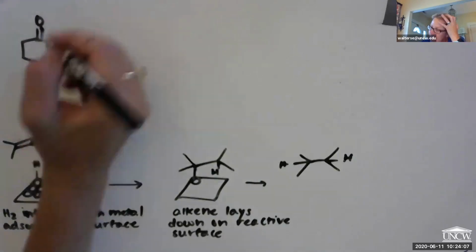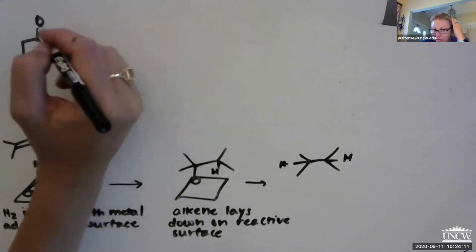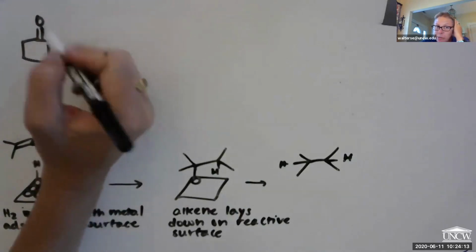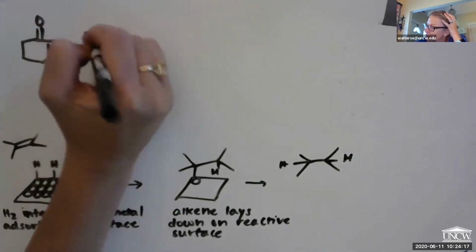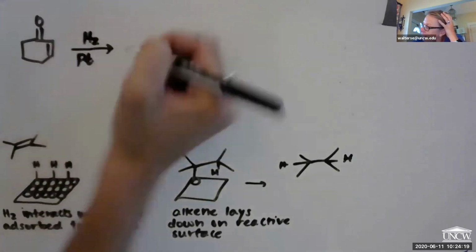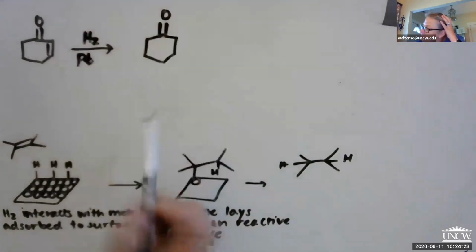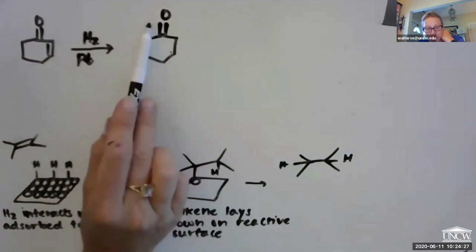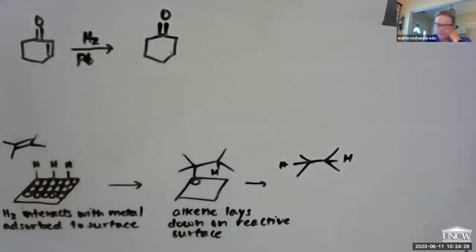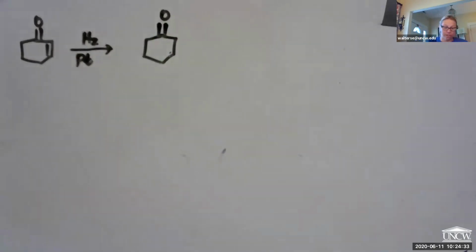So this is called 2-cyclohexenone because it has a hexane ring, a double bond, and a ketone. Okay, and if you do this reaction with hydrogen over your reactive surface, the only thing you're allowed to do the reaction on is the alkene component. You have to leave the ketone alone. And that's true for most of your other substrates.